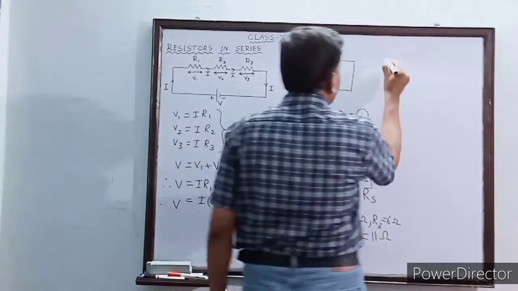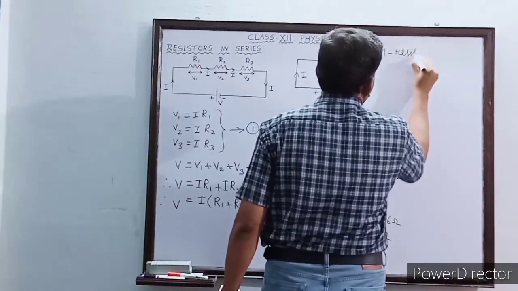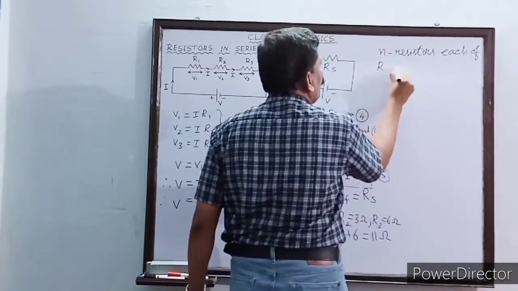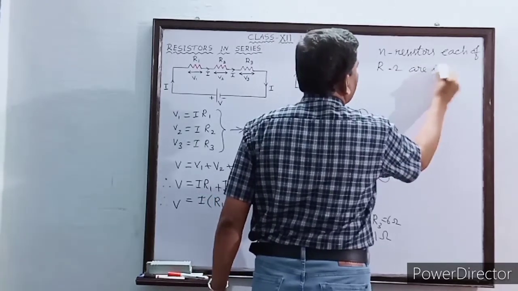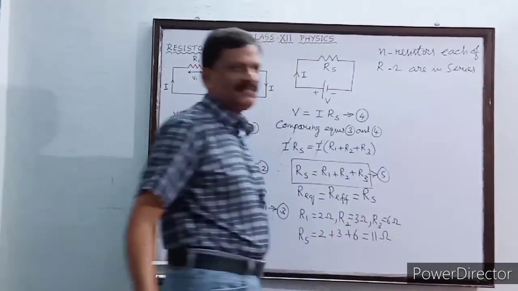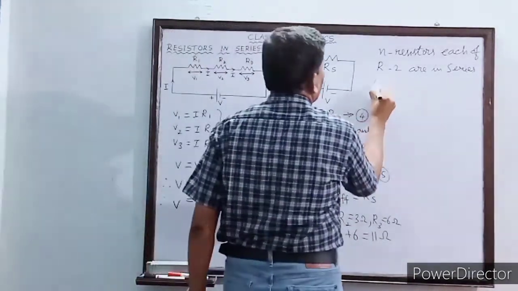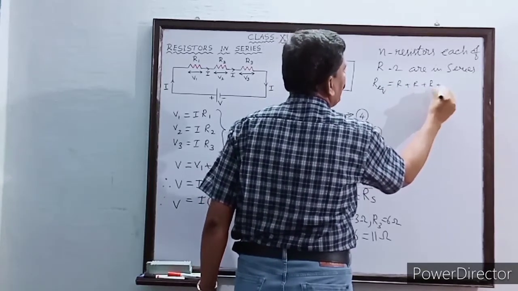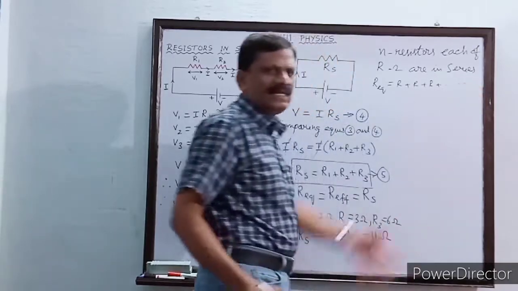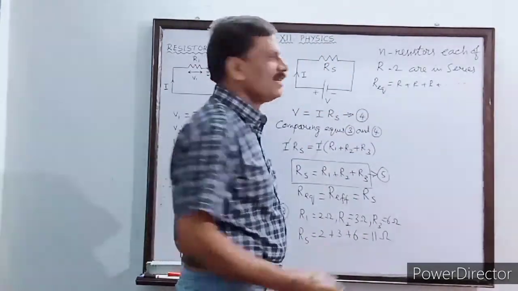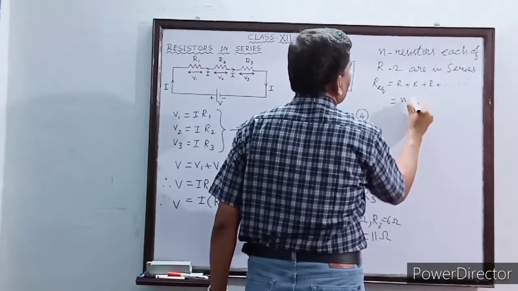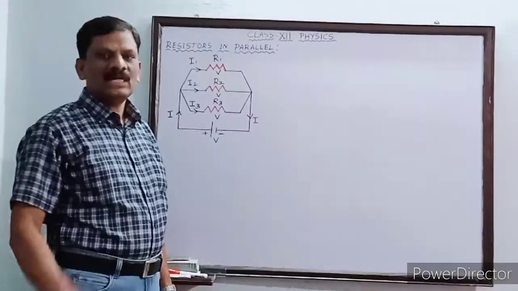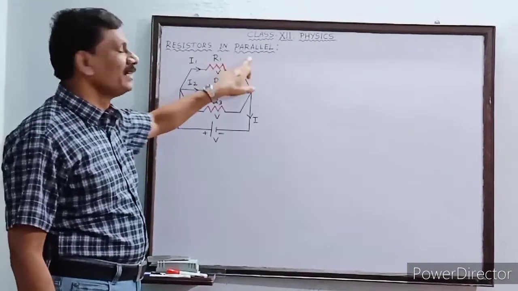Now let us take n resistors, each of R ohm, connected in series. So what will be the R equivalent? R equivalent must be equal to R plus R plus R plus, like that, how many terms? N number of terms. Isn't that so? So this will be equal to N times R. Therefore R equivalent must be equal to N times R.